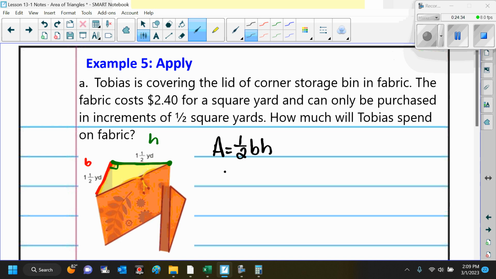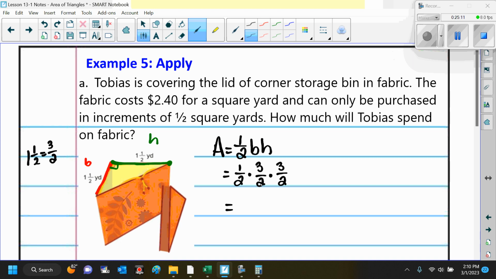So this is 1/2 times the base. Now I'm going to change 1/2 to an improper fraction. 2 times 1 is 2, plus 1 is 3, so that's 3/2. The base is 3/2, and the height is the same thing, 3 halves also. It doesn't look like we can simplify anything.